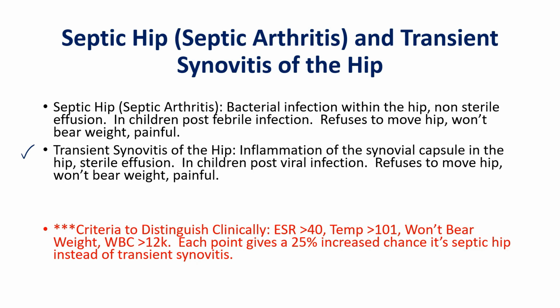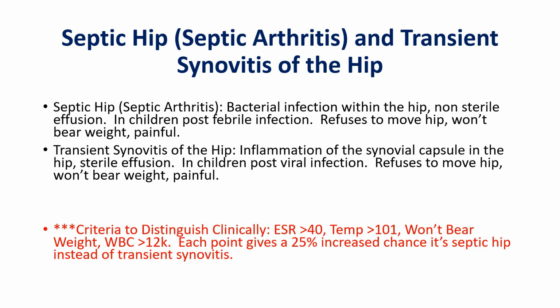Now, it sounds all kind of similar already. They're also going to have an effusion, but the effusion is sterile. But you wouldn't know it was sterile unless you tapped their hip and tested the effusion. So in a clinical setting, these patients can present extremely similar. They refuse to move the hip, they won't bear weight, and it's painful. That can all be present as a possibility. How do you distinguish the two?